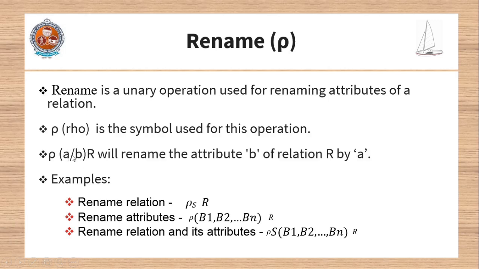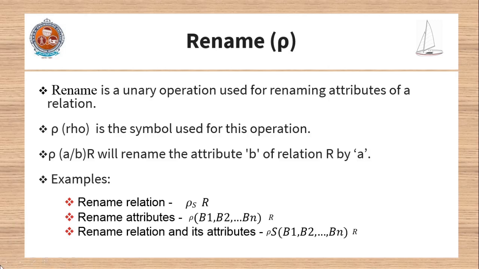The attribute names to be as A. See here in the examples, we are giving three different scenarios. The first one is renaming the name of the relation. The actual name of the relation is R, but using this rename command, we want to rename the relation as S. Remember, this renaming is done only for the output results. We are not going to change the actual name of the relation in the database. This is only for the output relations or the output results.